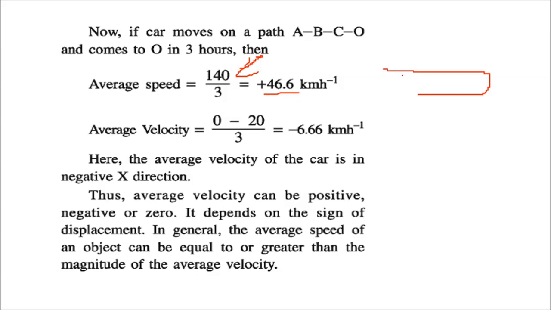Now an object goes from this point and again comes to this point. It means it reaches ahead of it. So say this is 0, this is 20. So now this is minus 20. So average velocity will be 0 minus 20 by 3, in 3 hours. So it will be negative. So the average velocity of the car is in the negative x direction.